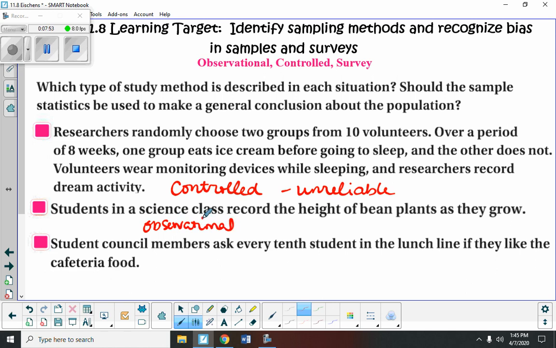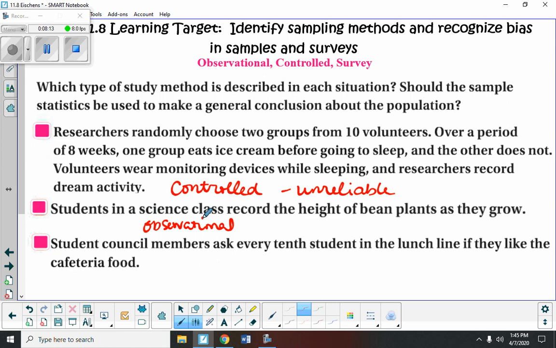Okay, they're just recording their observations. Now, there are many things here that could be affecting any conclusions they make, such as the water type, the soil type, and the sunlight. So this is an observational study, but probably a little bit unreliable too, possibly depending on all of the other factors that went into it.